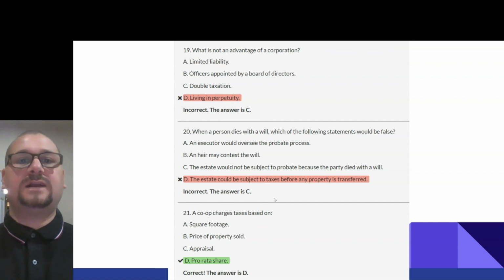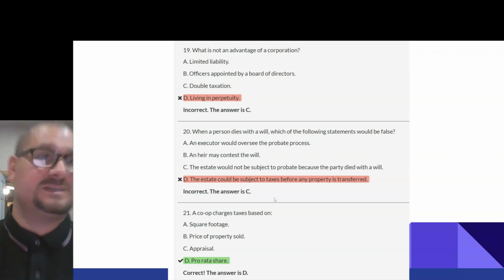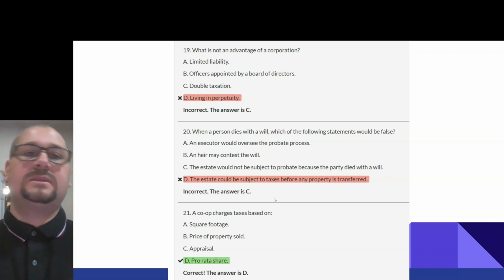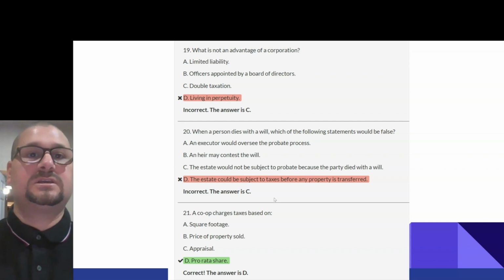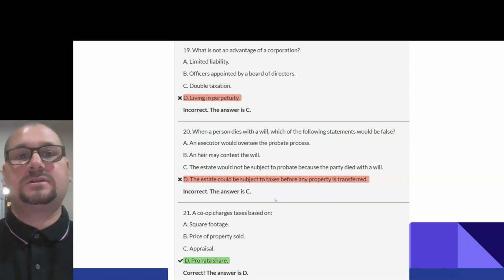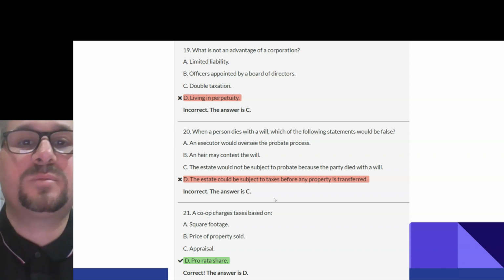Number 19. What is not an advantage of a corporation? It is C, double taxation. That's not an advantage of a corporation, getting taxed twice. Limited liability, yes, that's a really good advantage. Officers appointed by a board of directors, yes. Double taxation, no.